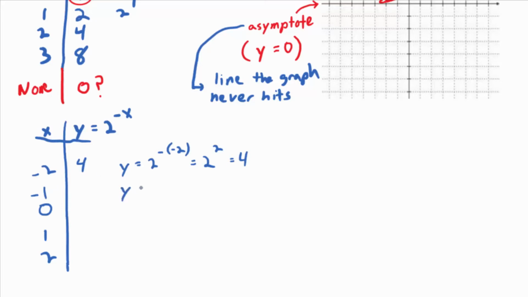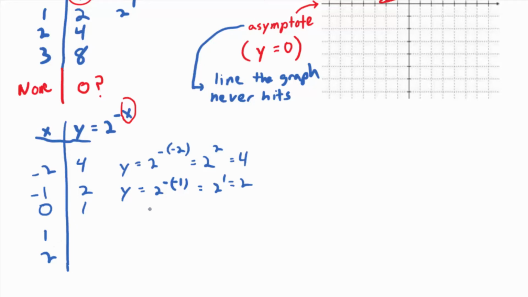What happens if we plug in -1? So we're plugging it in right there. We get the opposite of -1 when we plug it in. What is that going to give us? 2 to the 1, which is 2. What happens if we plug in 0? What's 2 to the opposite of 0? Yeah, it's the same as 2 to the 0, right? The -0 is 0. So 2 to the 0 is 1.